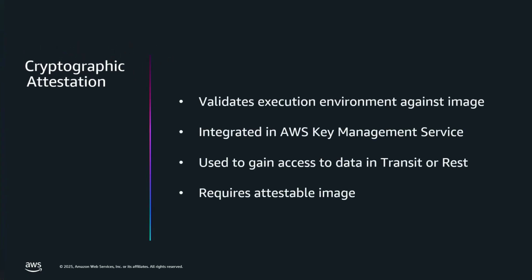To recap, cryptographic attestation means that we are validating the execution environment against the image that we built. Validation of that is integrated into the key management service. You don't have to use AWS KMS, it just makes your life a lot easier. You use that mechanism in order to gain access to data in transit or at rest. Typically in these confidential computing environments, we assume that code is public, data is private.